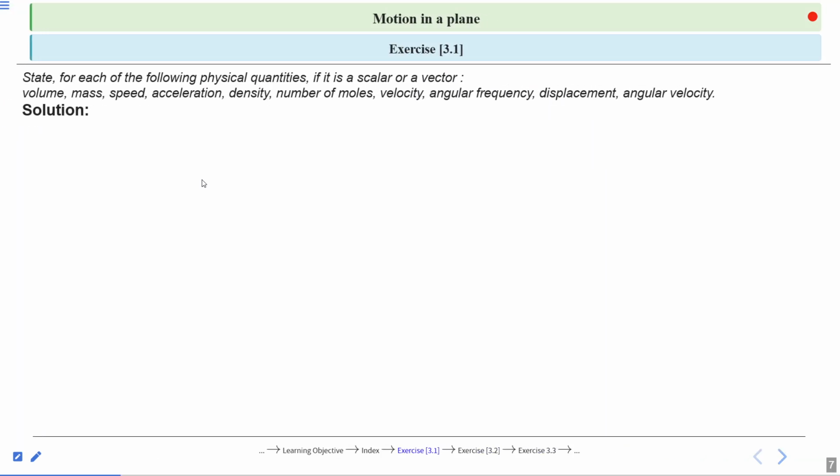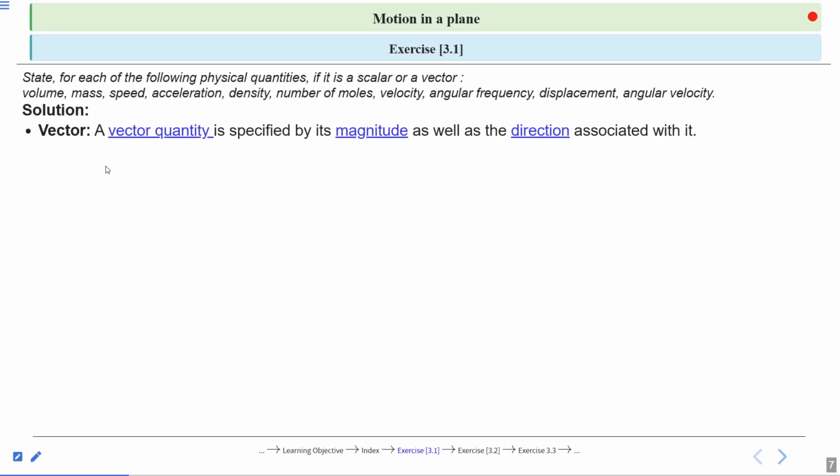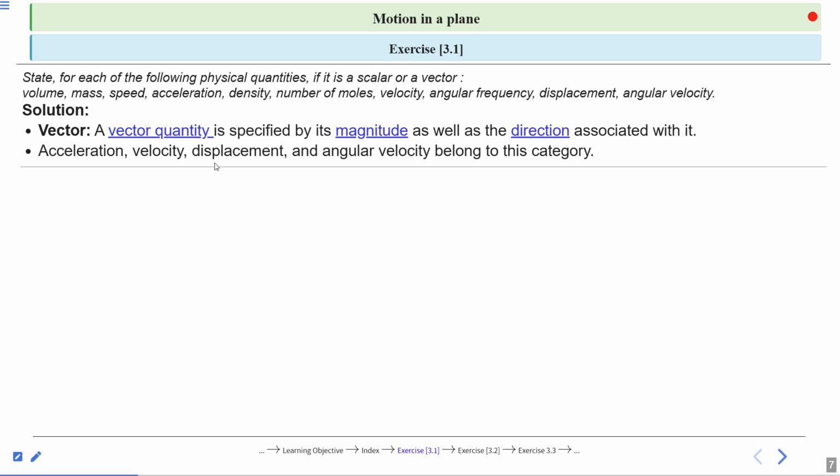Whereas a vector physical quantity is specified by its magnitude as well as the direction associated with it. Acceleration, velocity, displacement and angular velocity belong to this category. It means these are the vector quantities. A vector quantity is a physical quantity which has both magnitude and direction. Clear?